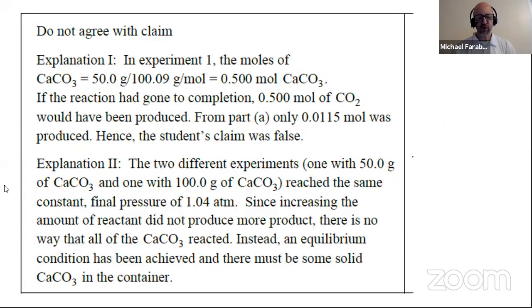So here are the official scoring guidelines. Again, there are 2 explanations. One, you can actually calculate the number of moles of carbon dioxide that would have been produced if the reaction had gone to completion, and compare that with the actual amount from part A and say, no, that's less. Or you could have said that doubling the amount of the reactant did not lead to a double in the amount of product. Therefore, this reaction did not go to completion, and there must have been an equilibrium achieved.